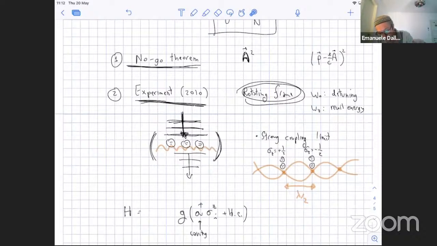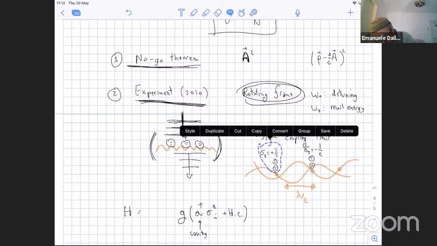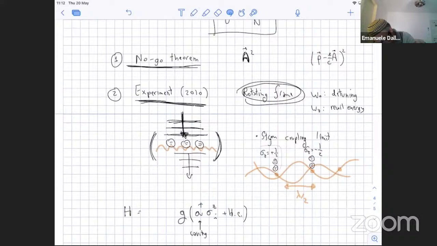Maybe it would have been easier if I had put my atoms in the antinodes. It would have been easier, but it's exactly the same. It would have been easier to see. Okay, let's put my atoms here in the antinodes. Then in the antinodes you see more easily that indeed there is a phase difference between the two. This is a minus 1/2, right?